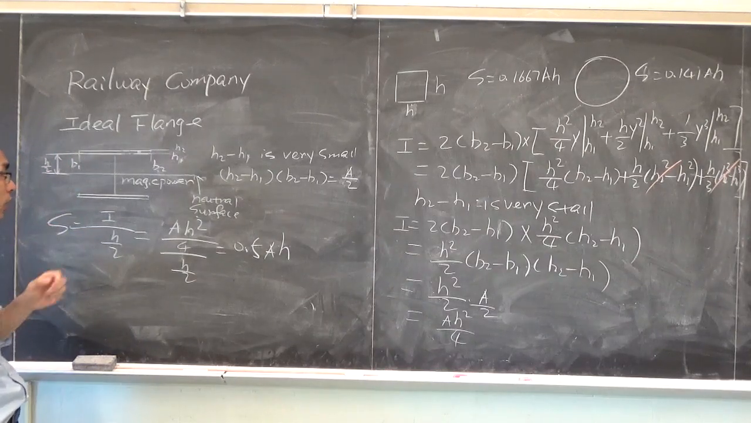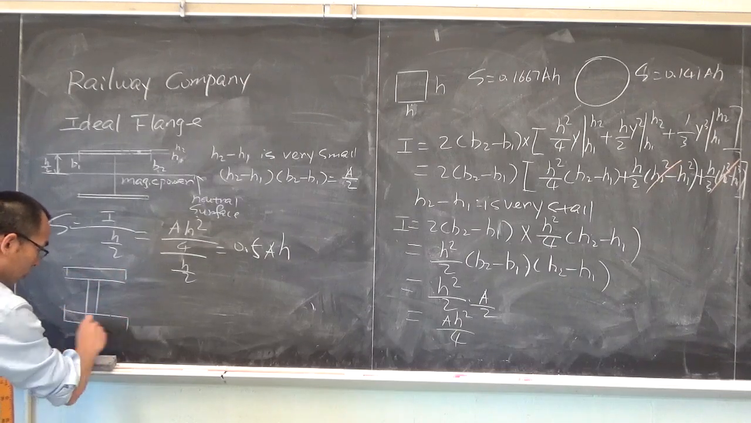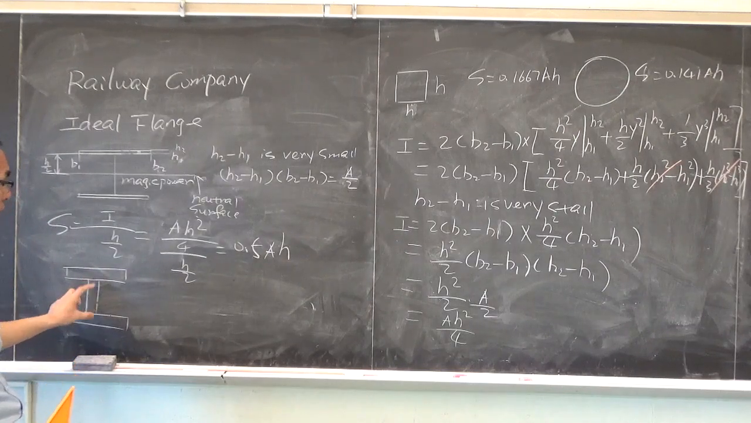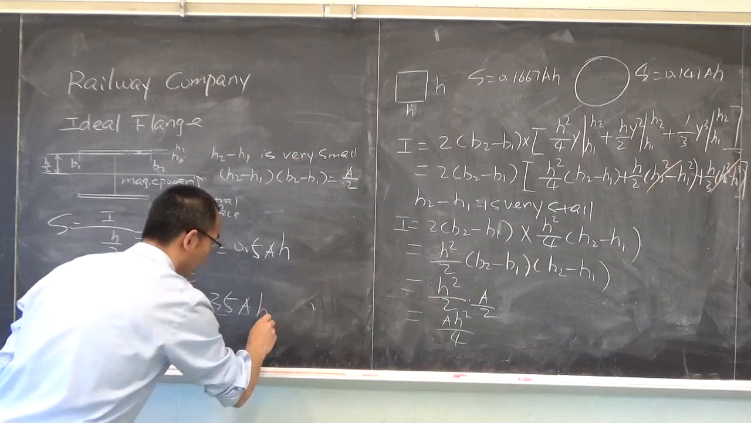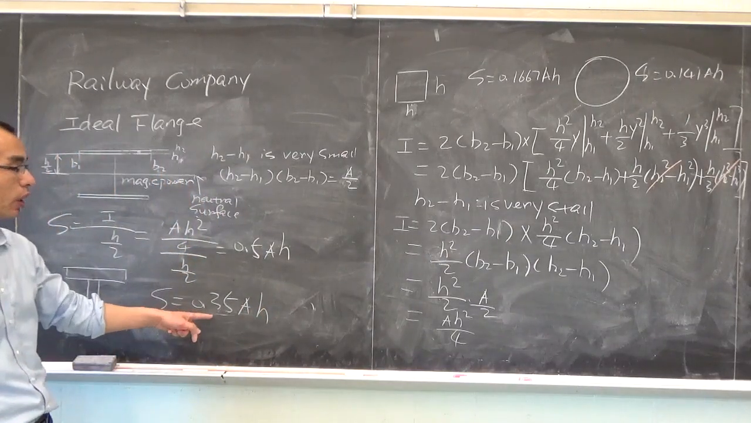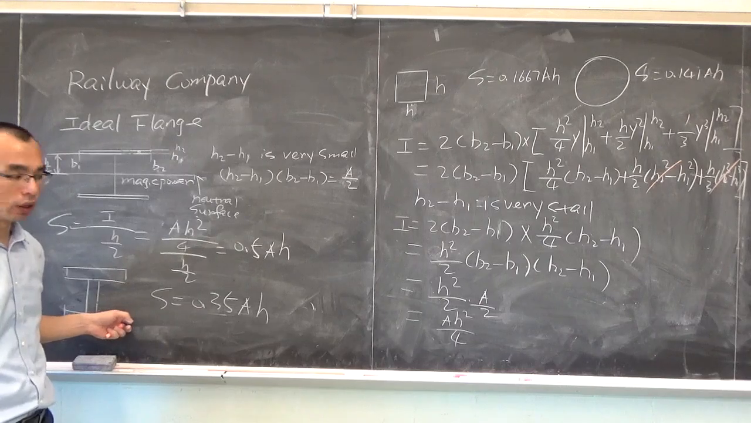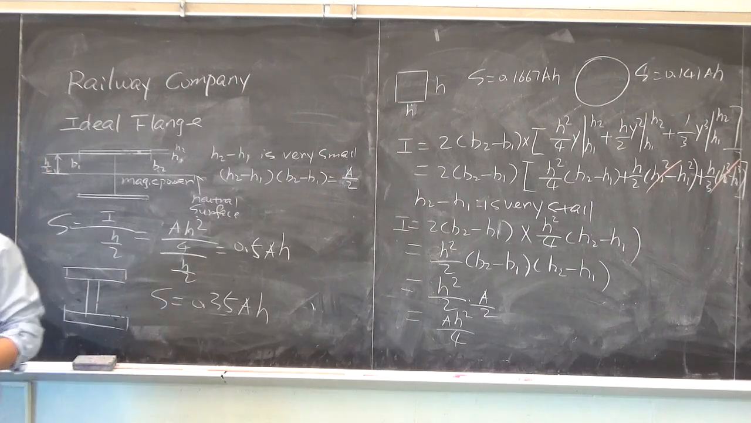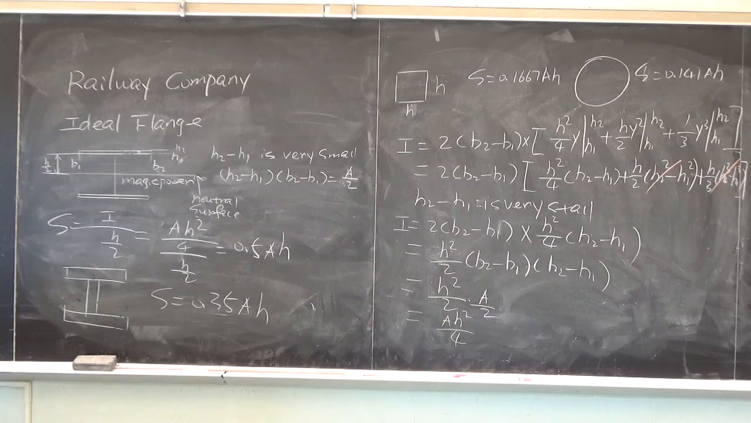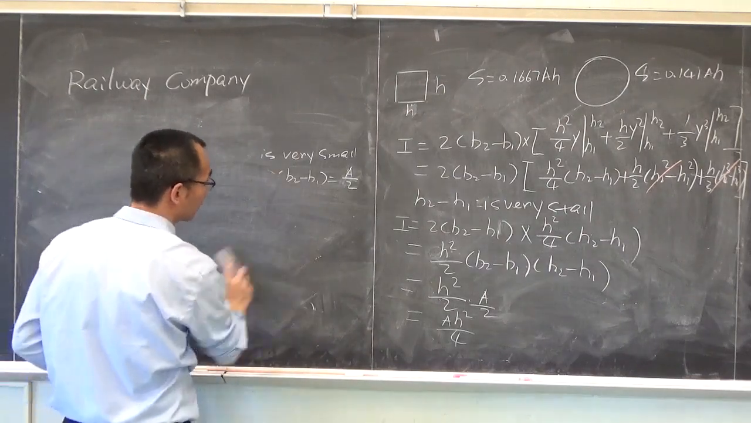And also, to be realistic, this one does not exist, so the realistic wide flange will be like this. That means you have to put some material in between to connect them together. So for that wide flange, the sectional modulus is 0.35 A h. Even this 0.35 A h is more than 2 times higher than that one. So that's why, for the real beam, because this one has a higher section modulus, we prefer using this shape, okay? Okay, let me give you another two examples to show how to design beams.